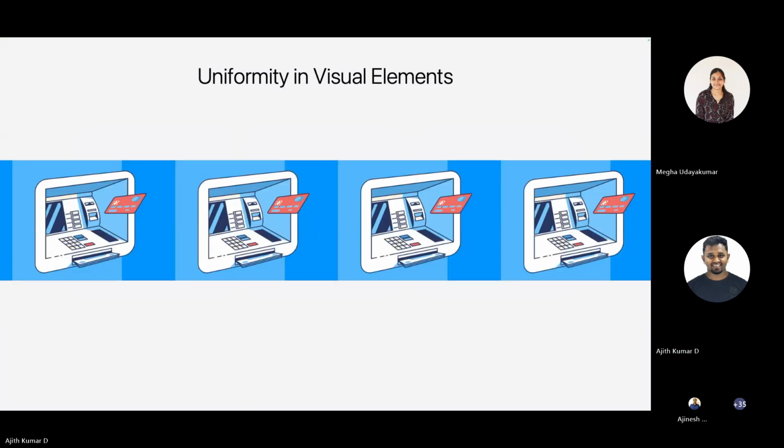Let's talk about uniformity in visual elements. A physical example of uniformity can be seen in ATMs. Across various bank ATM models, the card insert area is consistently located on the right-hand side. This consistent design pattern makes it easier for users to locate and insert their cards quickly. It's a very consistent way, no?